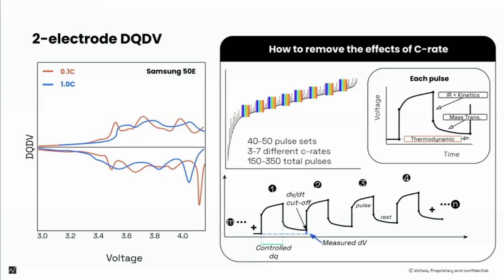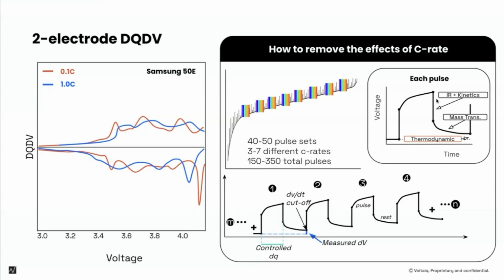But how we can try and understand just the effects of thermodynamics is basically do a whole series of pulses, right? You can do these at a bunch of different C rates, and as long as you allow this system to actually come back down to thermodynamic equilibrium, the C rates aren't going to matter, because essentially what you're going to be looking at is just the thermodynamics.